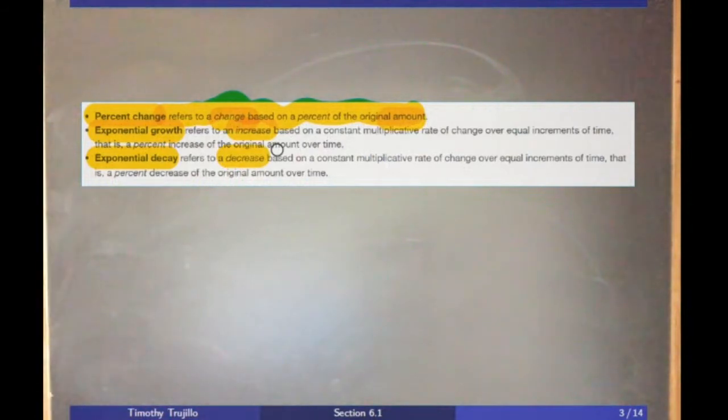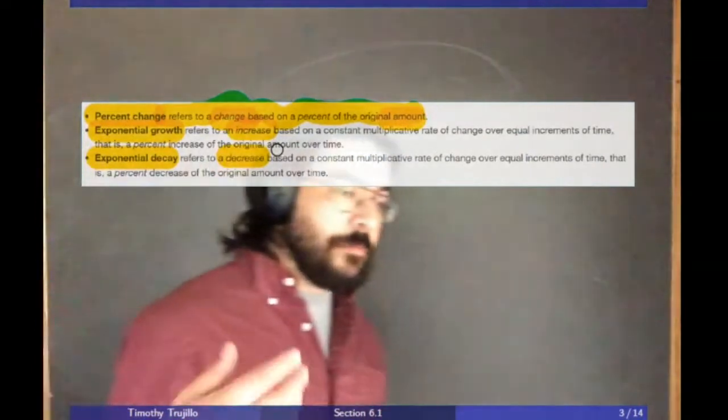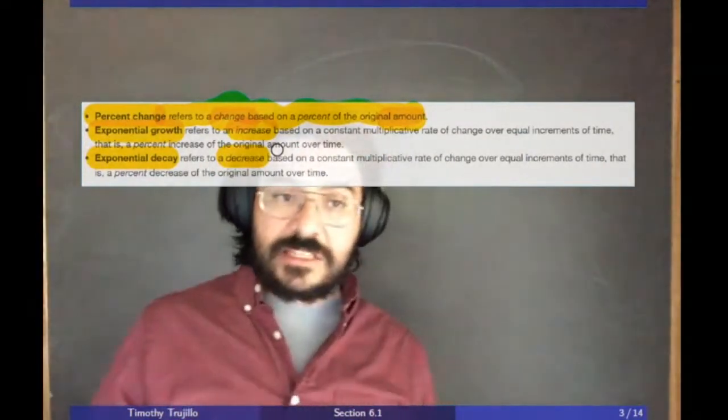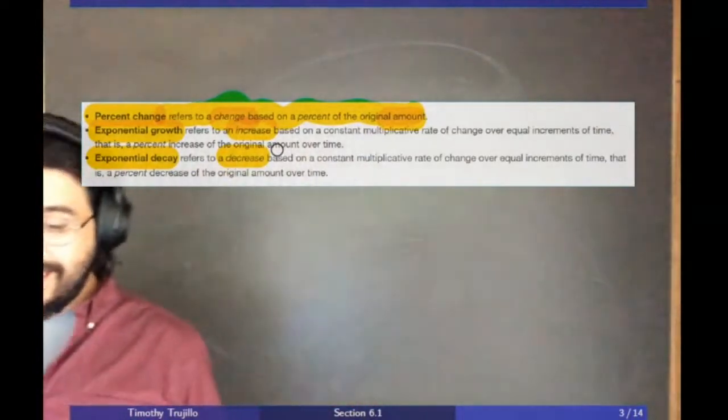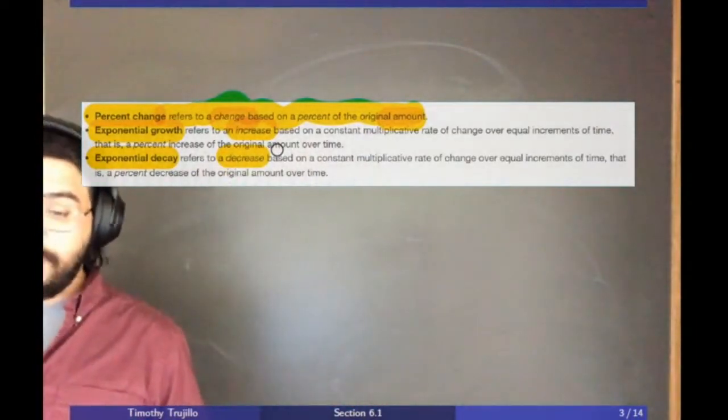Okay, so the hallmark of exponential growth or decay, or an exponential function, is this multiplicative factor that we're calling the base. If it's bigger than 1, it's growth. If it's less than 1, it's a decay, and you should be careful about how they specify it.